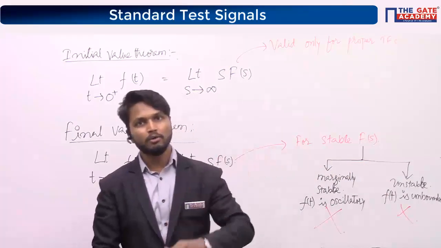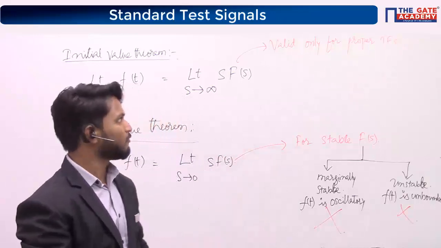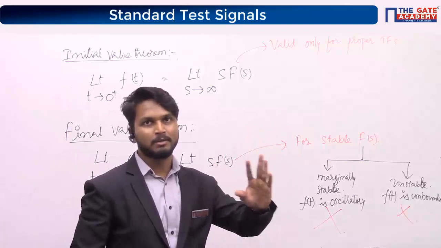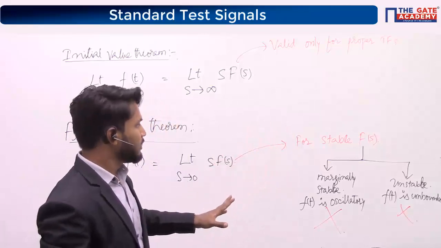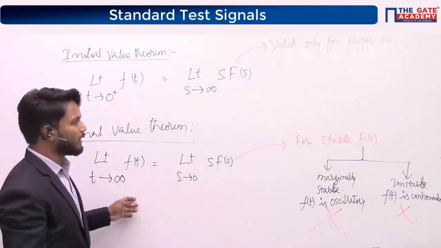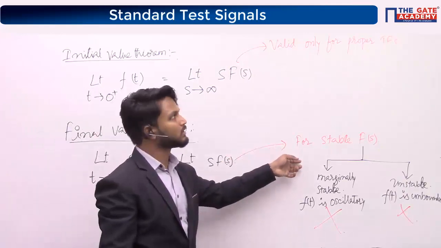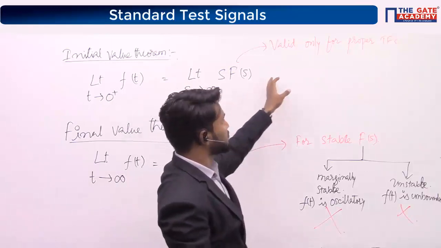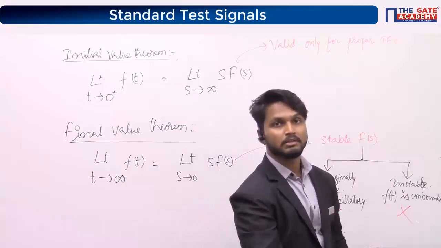If you don't know what marginally stable or unstable means, you will come to know in the stability chapter. Don't worry at all. For now, just take it as the final value theorem is valid only for stable transfer functions, whereas the initial value theorem is valid only for proper transfer functions. Is it clear?